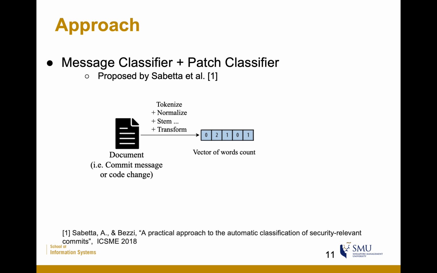Next, we transform each document into a vector of word counts. The two sets of vectors are input to the corresponding classifier to train two support vector machine models. We use the two models to compute two probabilities that a commit is a vulnerability fixing commit or not, based on the commit message and the code change.